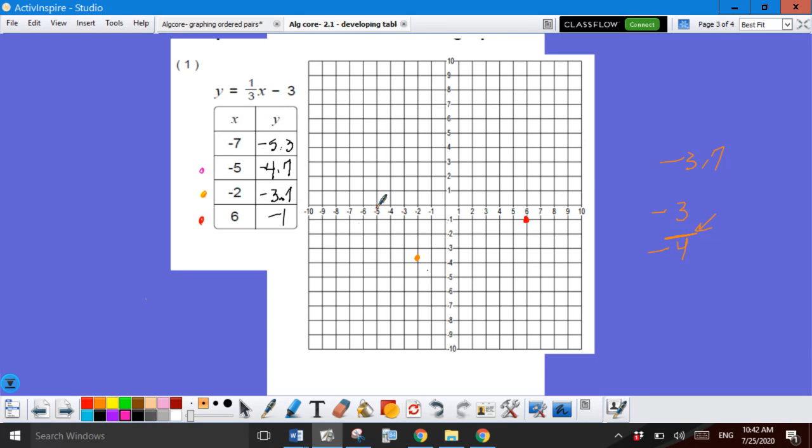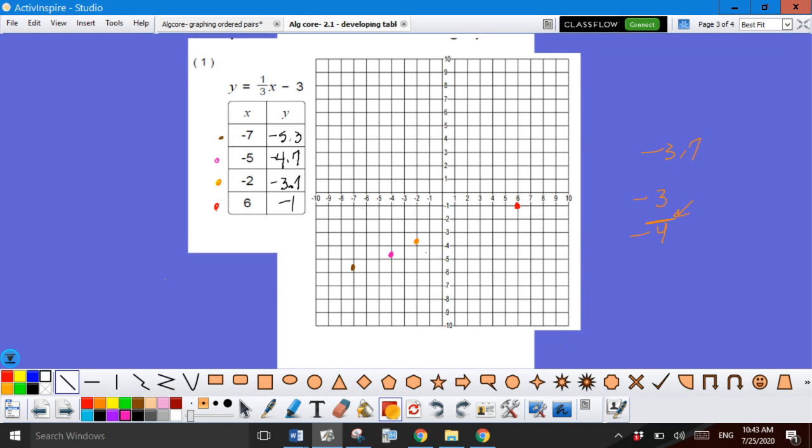-5, -4.7. Again, I'm going to be in the middle. It's going to be between -4 and -5, so someplace kind of in the middle. And then I have one more, -7 and -5.3. So -7, this is going to be just a little bit more than 5, someplace right there. And you can see I still have a line, okay? This one didn't line up quite as nicely necessarily because I am estimating, but it still creates a line.